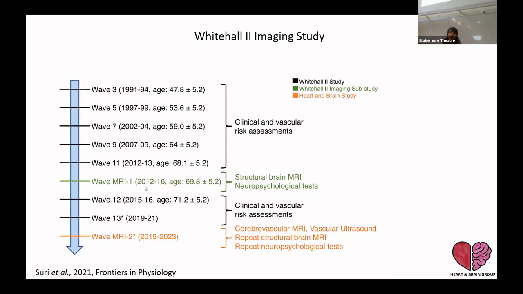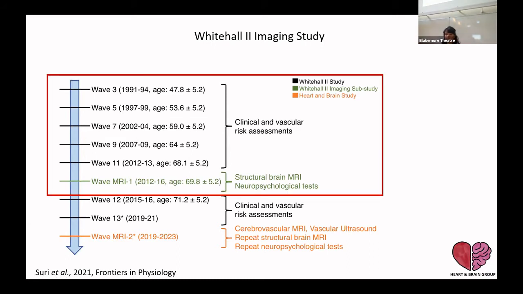In the green wave here, about 800 of them came to Oxford to get a very detailed brain scan and a whole bunch of other cognitive tests as well. And in the orange here, I'm currently leading the second time point of imaging for this cohort. This has stopped because of the pandemic, but we're hoping to restart it in the next month or so. And what we're doing here is repeating a lot of the baseline scans, but adding in some cool new vascular imaging scans as well. So the data that I'm going to show you now focuses up to the green wave, right? So a whole bunch of lifestyle measures from their entire midlife span and then ending in a brain scan.